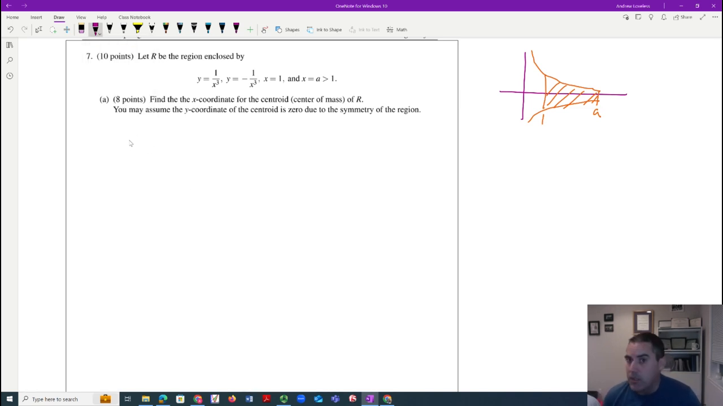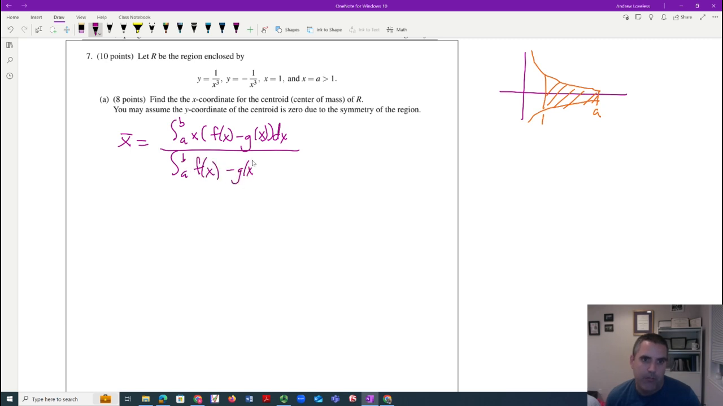But ultimately, we have two things to do. X bar, just as a reminder, is the integral from A to B of x times top minus bottom, divided by the area, which is top minus bottom. Now, the truth is, when you do the area, you could just do the top and then multiply times 2. But let's first maybe do the area. So we're going to do the integral from 1 to A. So this entire question is in terms of A. Then in part B, they're going to say what happens as A goes to infinity. But we'll leave that for later.